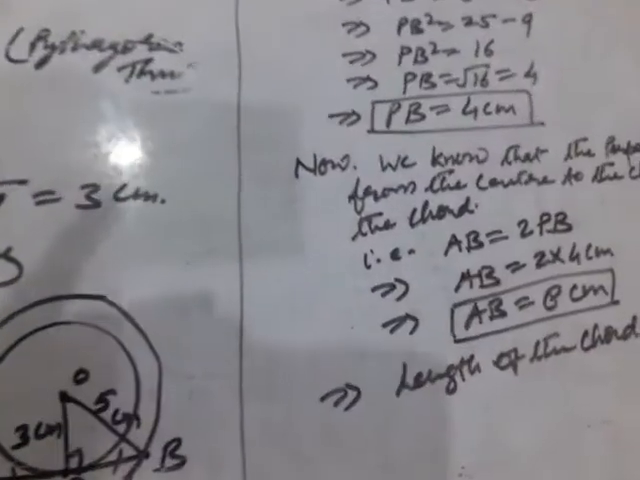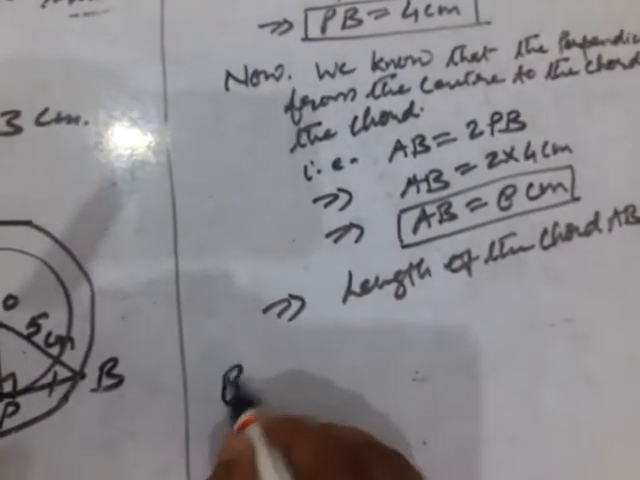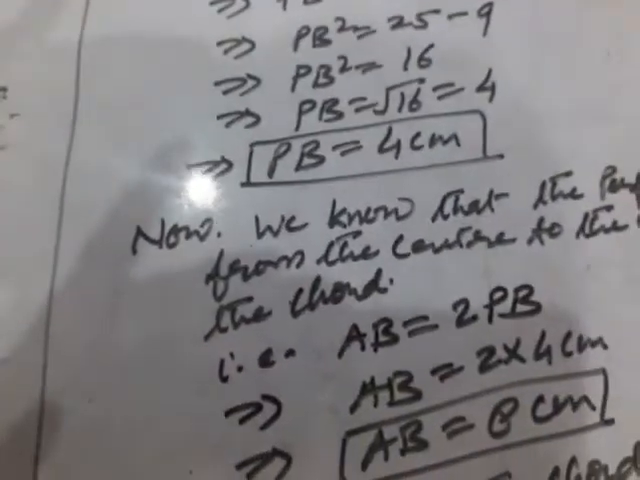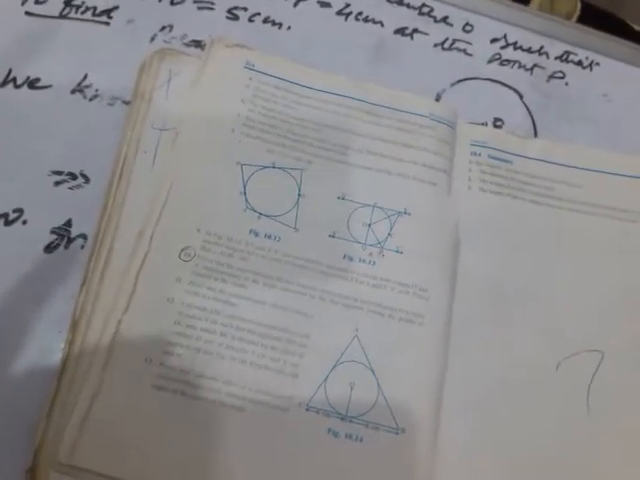Okay children, so we have seen another good question, that is question number 7. Now let us move to question number 8. This is very much important. Let us see the book. Question number 8 states that, children, I hope you have noted down this question number 7, that is concentric circles. Question number 8 is very much important.